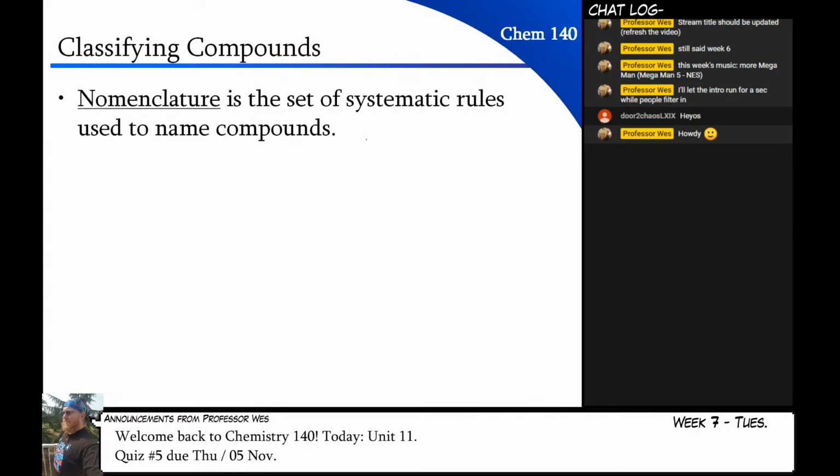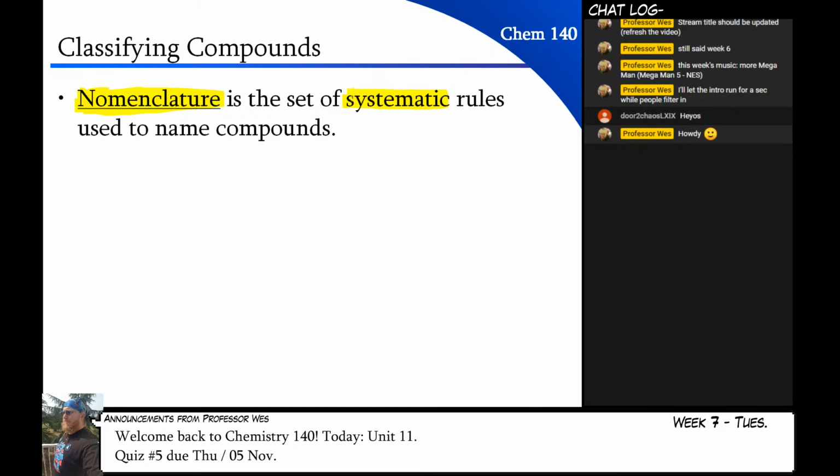All right, so what is the name of the rule set that we use? Well, it's called nomenclature. So you may hear this term thrown about when you say, okay, it's time to talk about nomenclature. That just means we're going to name stuff. Now, this is a systematic set of rules. What this means is that we can apply these rules to any molecule and get a name for it by following a system. There are no common names here.